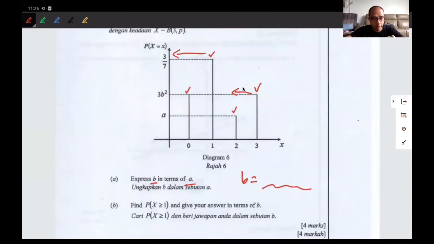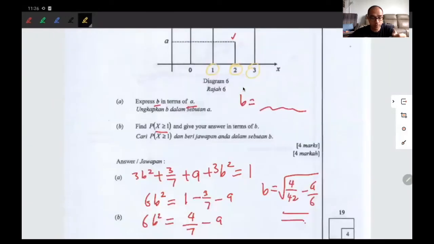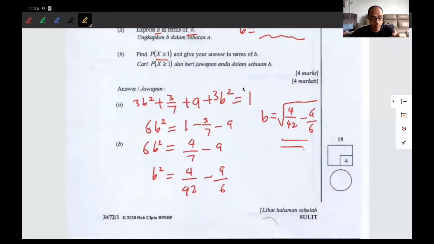Okay, so find P(x is more than 1) and give your answer in terms of B. Now, x is more or equals to 1, which means I'm going to change color. This, and this. Okay, give your answer in terms of B. Okay, so why did they give it like that?